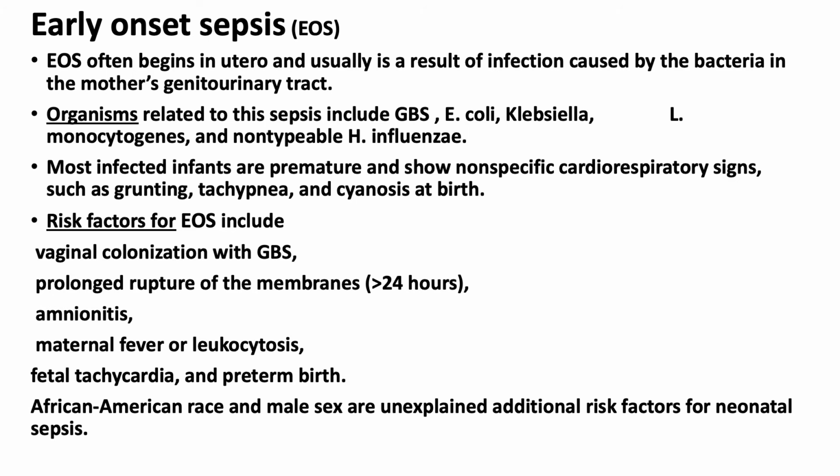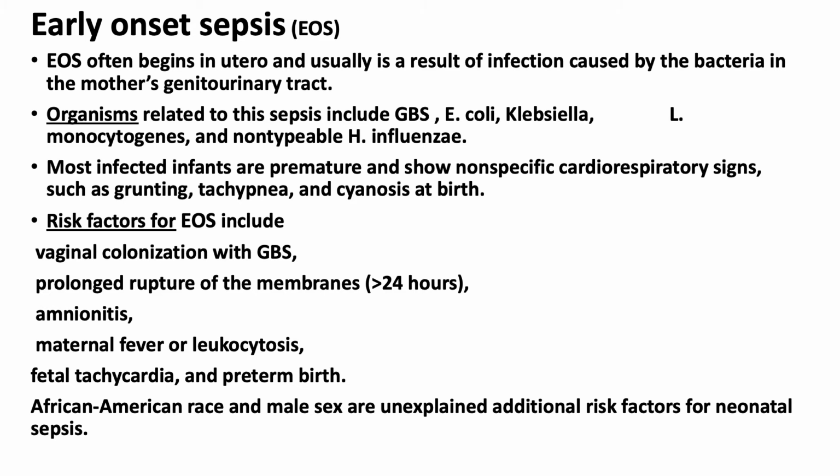by bacteria in the mother's genitourinary tract. Organisms related to this sepsis include group B streptococci, E. coli, Klebsiella, Listeria monocytogenes, and non-typable Haemophilus influenzae. Most infected infants are premature and show non-specific cardiorespiratory signs such as grunting, tachypnea, and cyanosis at birth.